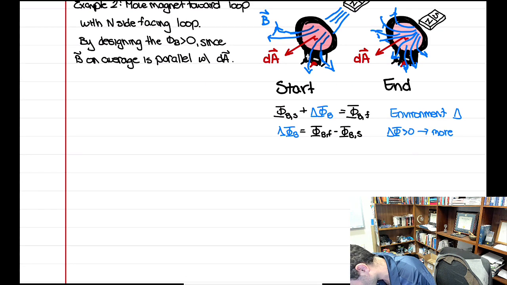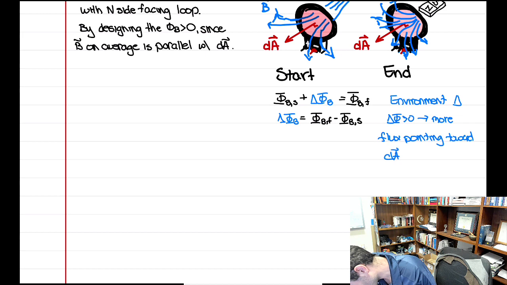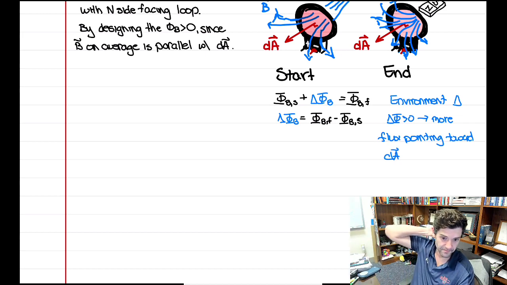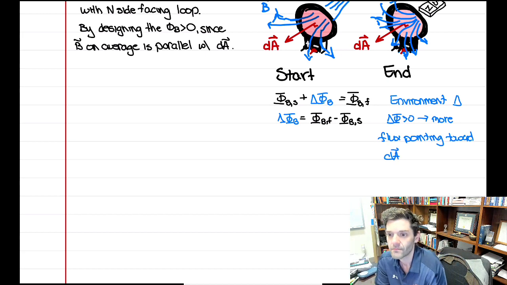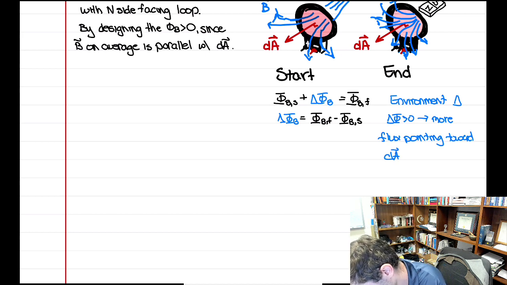I might call this more flux pointing towards dA. And you can look at this for, if the delta is a positive number, what does it mean? If it's a negative number, what does it mean? So, here's kind of some reasonable steps for solving these sorts of problems.